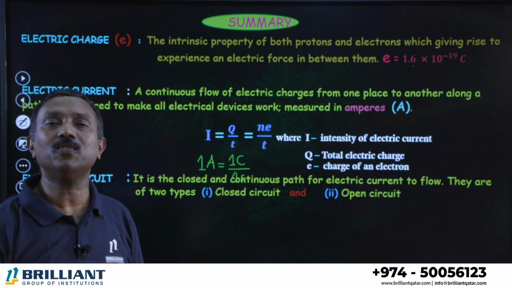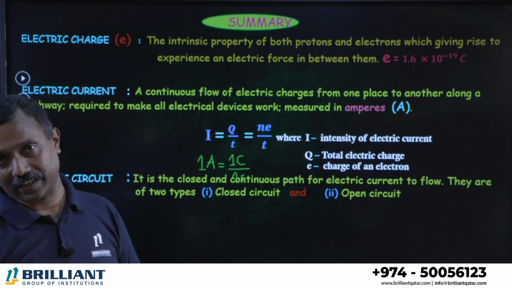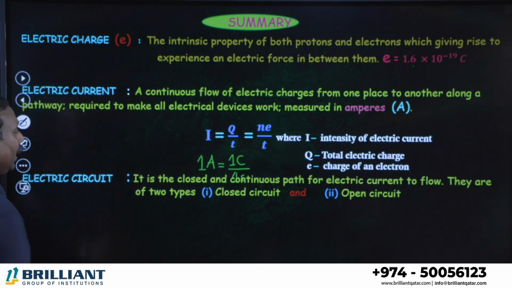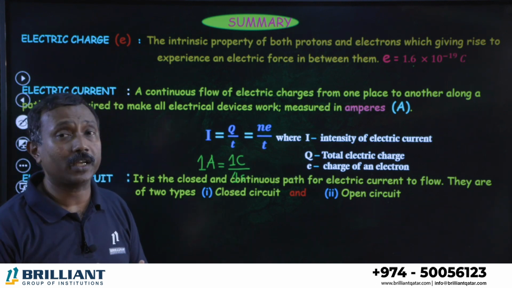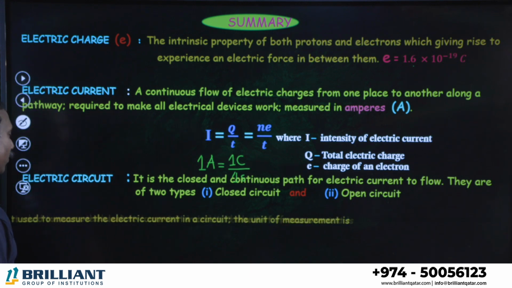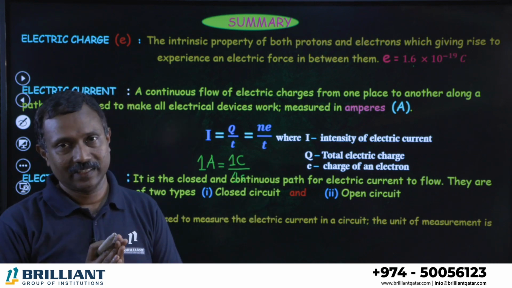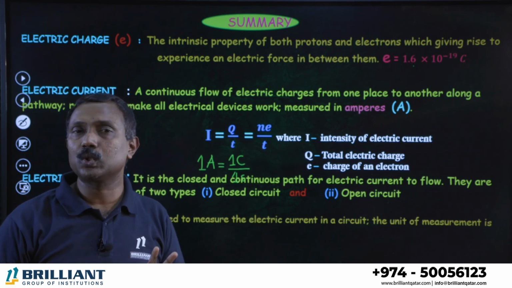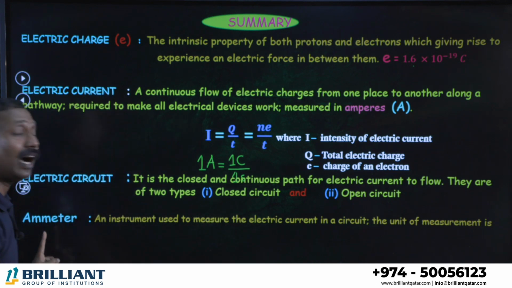Electric circuits are of two kinds: the open circuit and the closed circuit. Electrical devices can be operated only in a closed circuit, not in an open circuit. The last point we discussed is regarding the current measuring device. What is the name of the device used to measure the intensity of the current developed in any circuit? It is an ammeter.